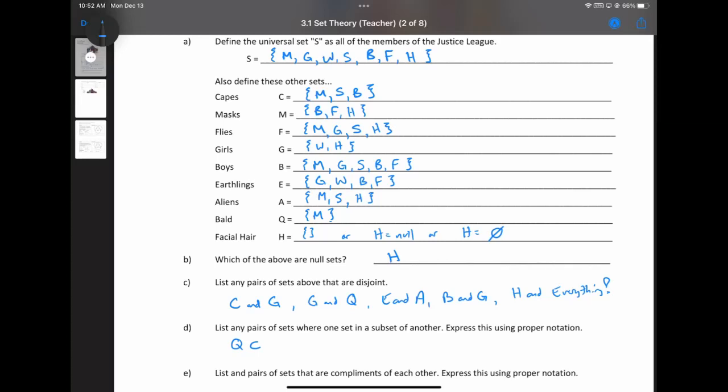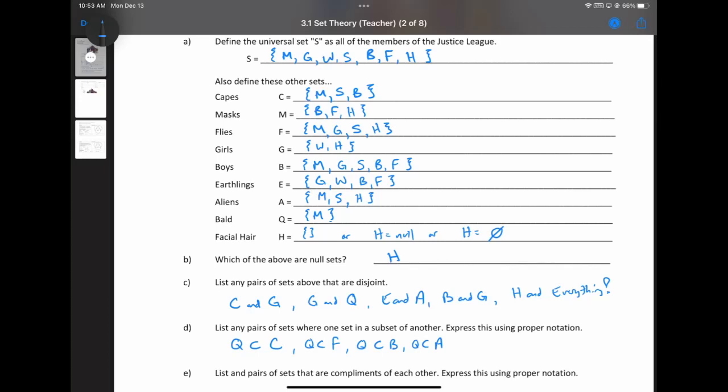So capes, Q is a subset of flies. Q is a subset of boys. Q is a subset of aliens, and so on. Now, can we find any others? Are girls a subset of anything? Because that's another small set. W and H. Is there any other set that contains W and H? And honestly, I don't see it, but I may be missing it. I don't think so. Then we have our mask wearers, B, F, H.